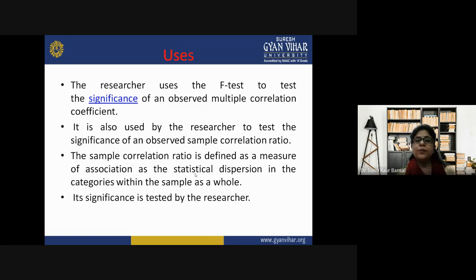It is also used by the researcher to test the significance of an observed sample correlation ratio. The sample correlation ratio is defined as a measure of association, as the statistical dispersion in the categories within the sample as a whole. So its significance is tested by the researcher. All right, students, so just remember, the F-test is another very important part of research when we are going to give statistical treatment to our data. So understand it in that way.